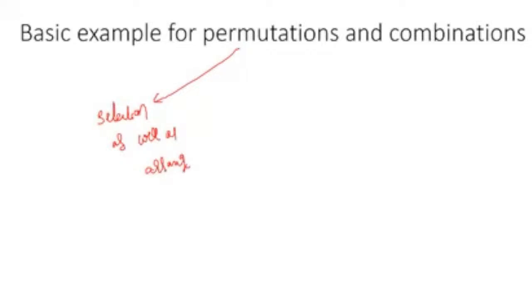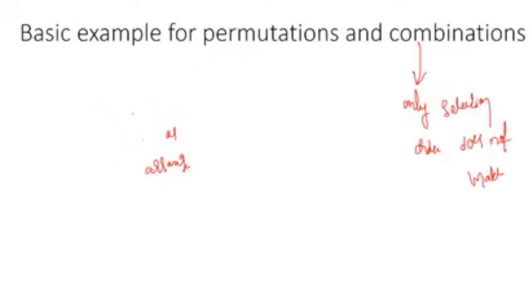Similarly, what does combination mean? In combination, we'll be doing only selection, where order doesn't matter. So let's go with a basic example to understand this better: how permutation has ordering and selection, and how combination has only selection.